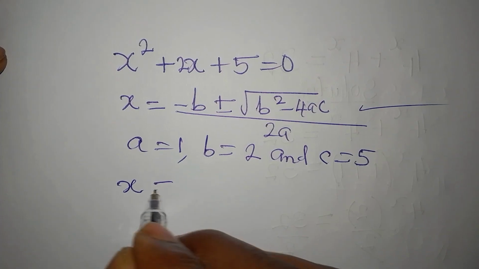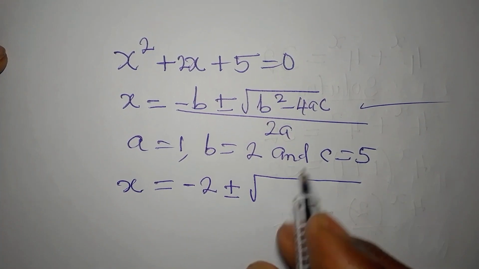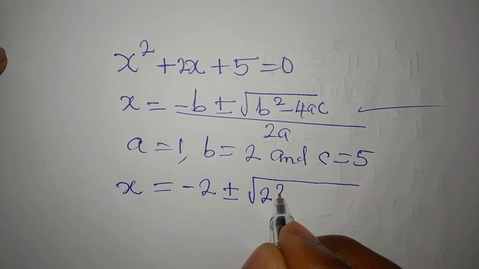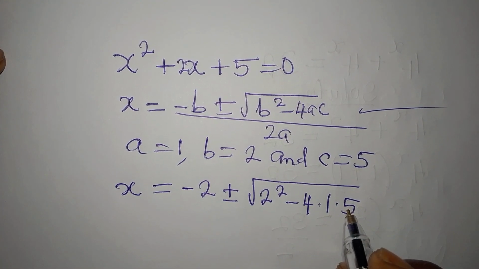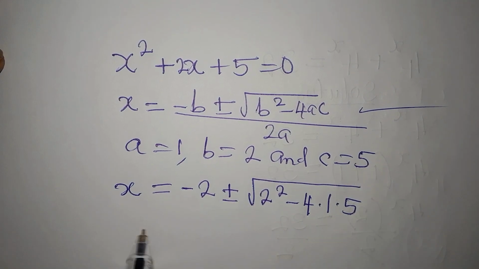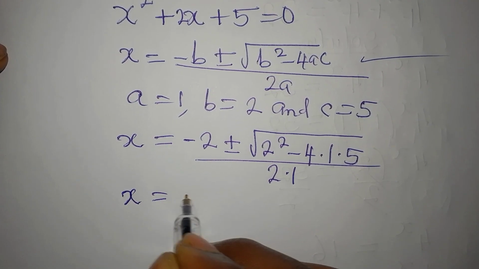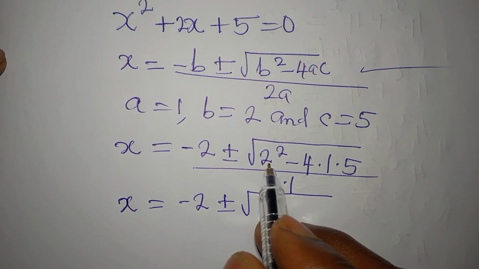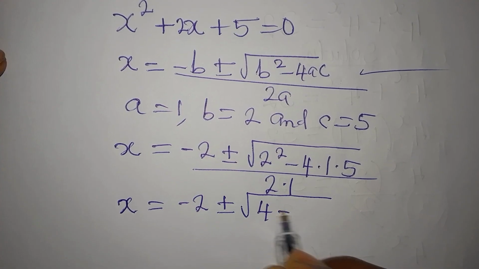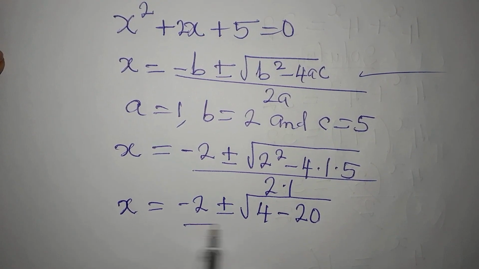So x will now be minus b, which will now be minus 2, plus or minus the square root of b squared, which will now be 2 squared, minus 4 times 1 times 5. This is because a is 1 and c is 5. Then divide by 2 times 1. Now our x is equal to minus 2 plus or minus the square root of 2 squared, which is 4, minus 4 times 1 times 5, that is what? 20. Then we divide by 2.